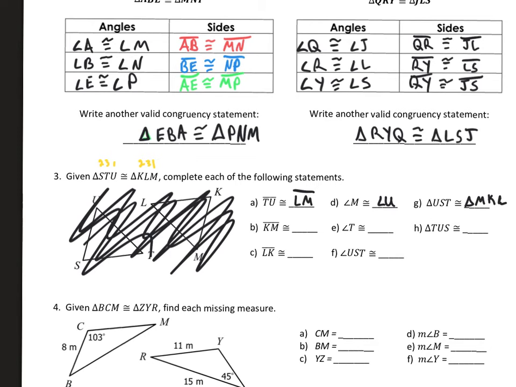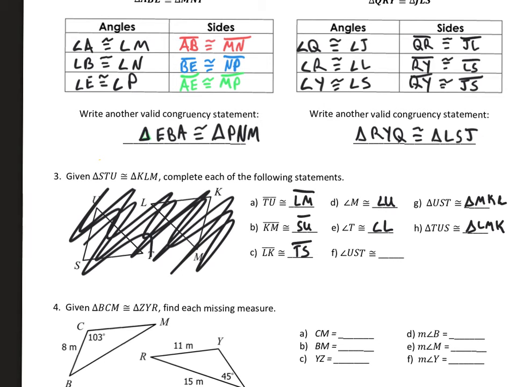KM is the first and the third from all of these. So KM, first and third, and then SU would also be the first and third. Angle T matches up with angle L, and triangle TUS matches up with triangle LMK. Segment LK, second then first, is TS.